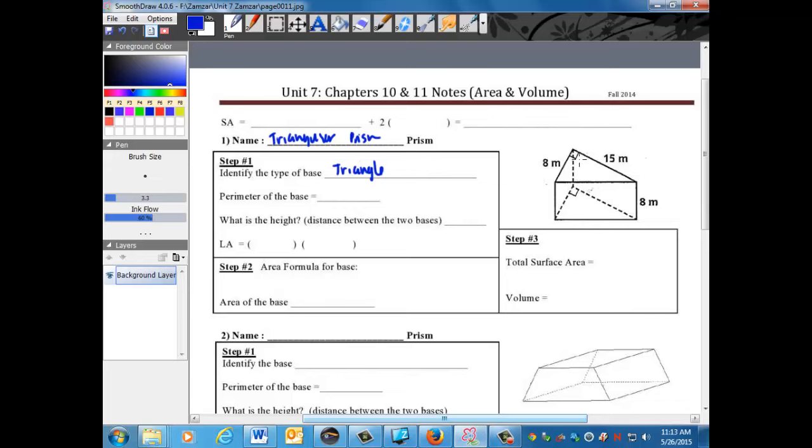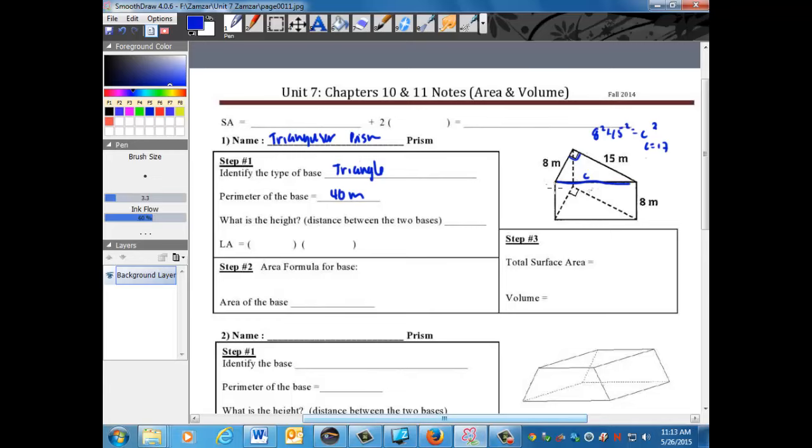Now, we have an 8 and we have a 15. I'm going to put C here for this length. And the reason why it's C is because since this is a right triangle, we can say 8 squared plus 15 squared equals C squared. C is going to be 17. So our base perimeter is going to be 17 plus 15 plus 8, which would give us 40 meters.